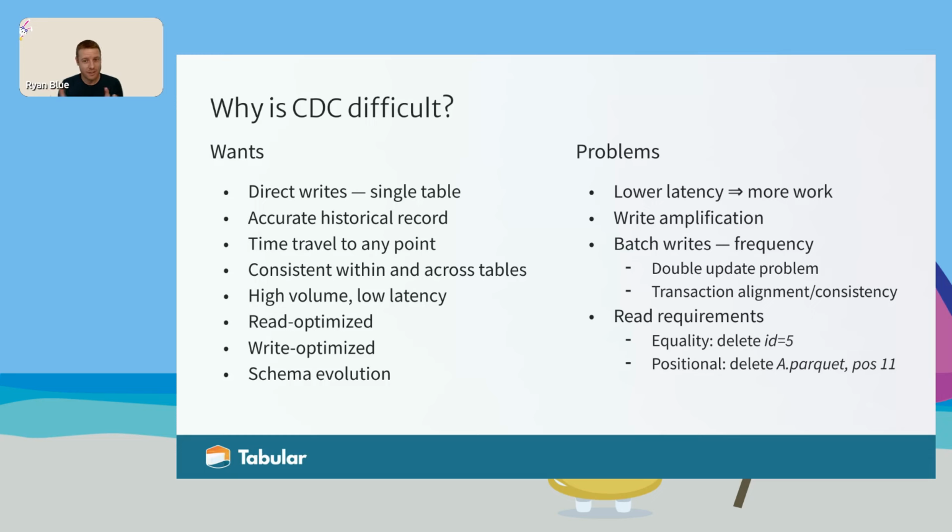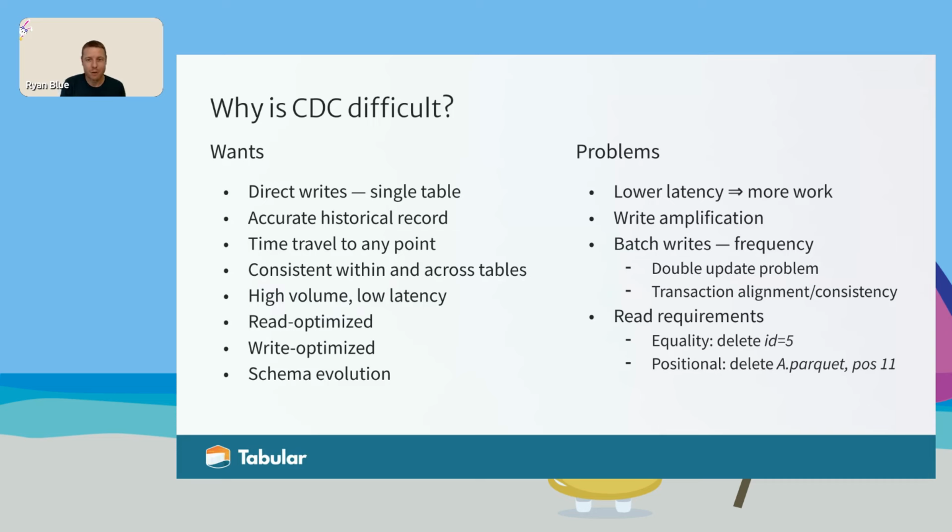If you have the double update problem, then you can't have an accurate historical record. You can't time travel to any point because you necessarily can only have 1 copy of a row coming out of a batch. So if it changed 2, 3, or more times within a single batch that you're applying, you simply lose the accurate history and you lose the time travel.